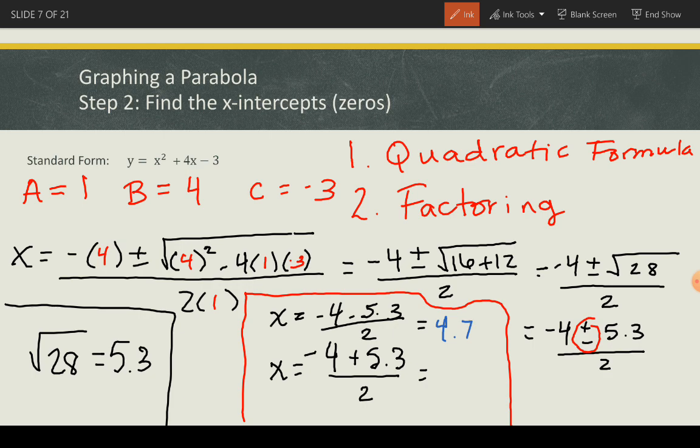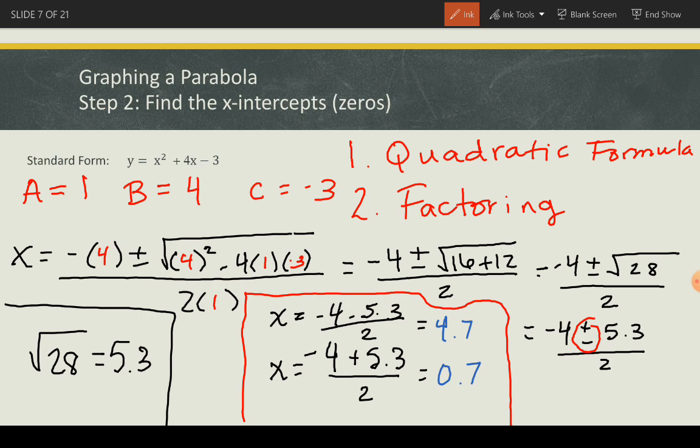And then we have -4 plus 5.3 divided by 2, and that gives us 0.7 if we round it to the nearest tenth. So we found our x-intercepts. Okay, let's go ahead and write our x-intercepts as points. That way, when we want to graph it, we know exactly where to go.